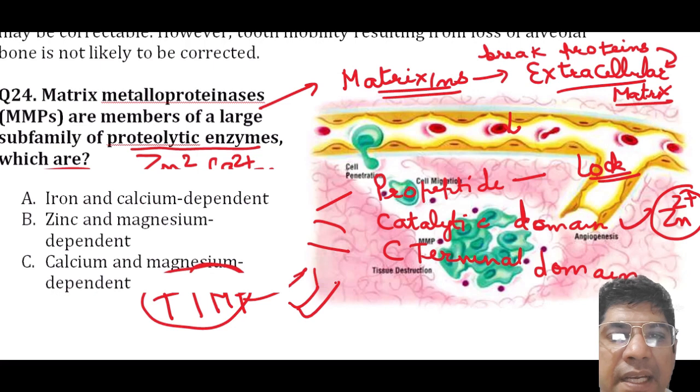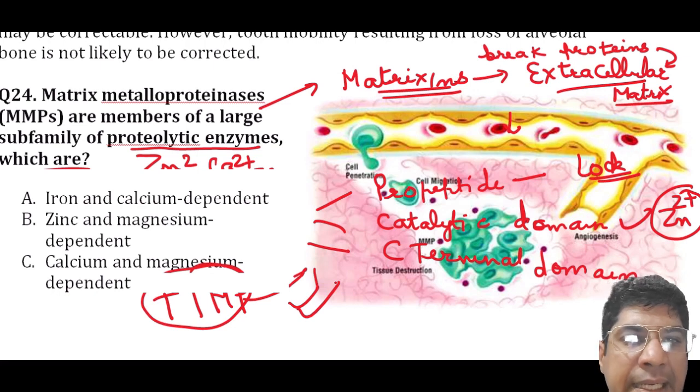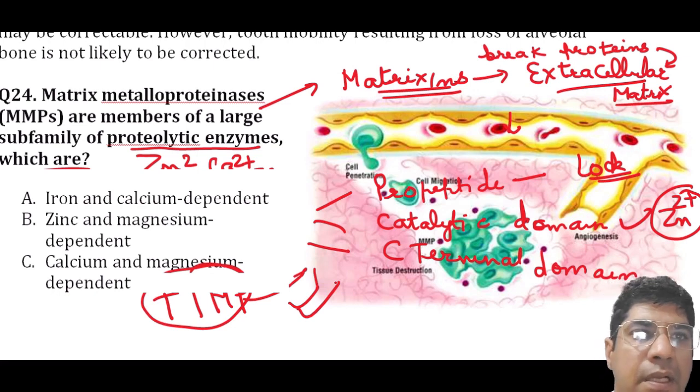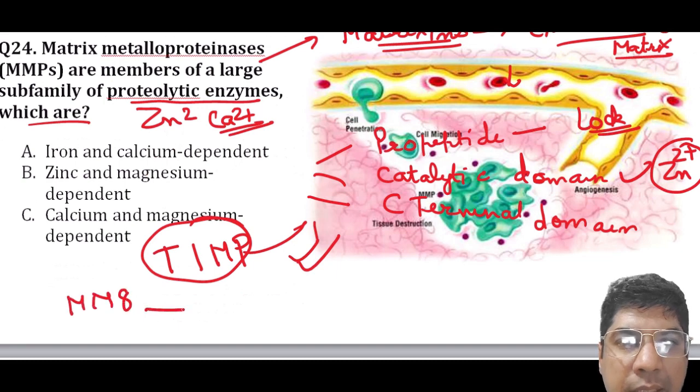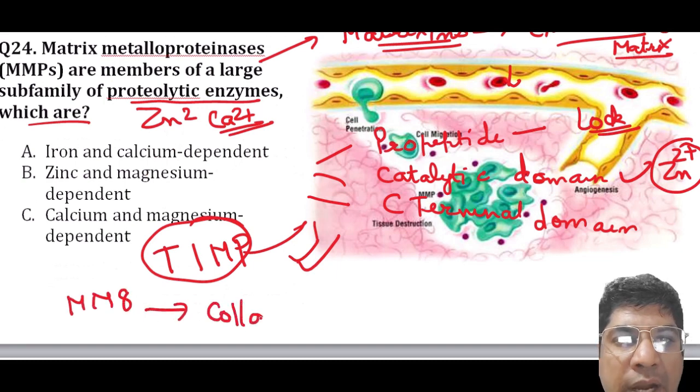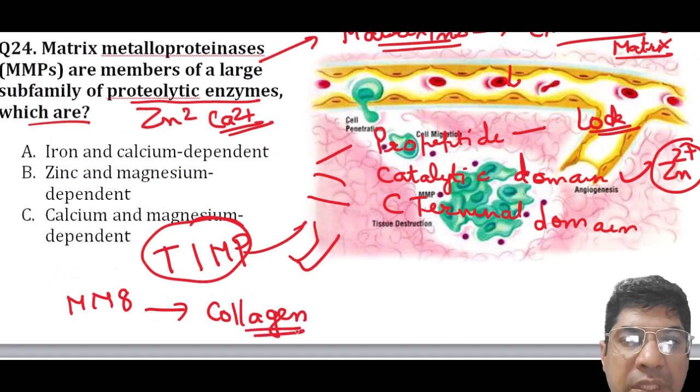So let us consider the role of MMP8 in periodontal disease. Suppose MMP8 targets the collagen, that is a major component of periodontal ligament and gingival connective tissue. We know collagen provides strength and structure to these tissues.